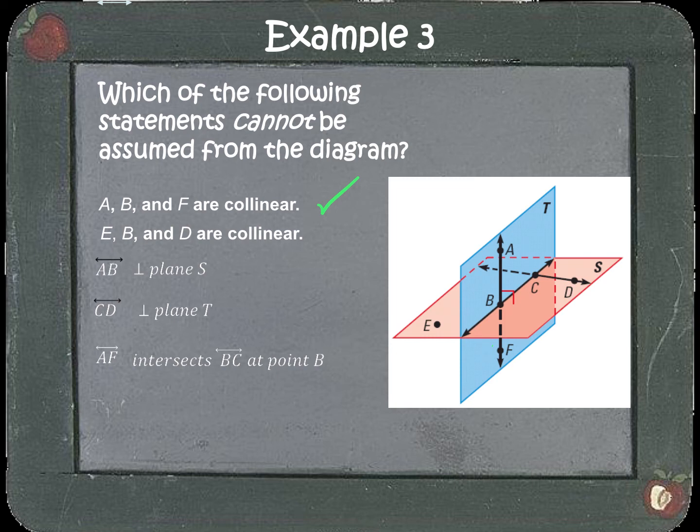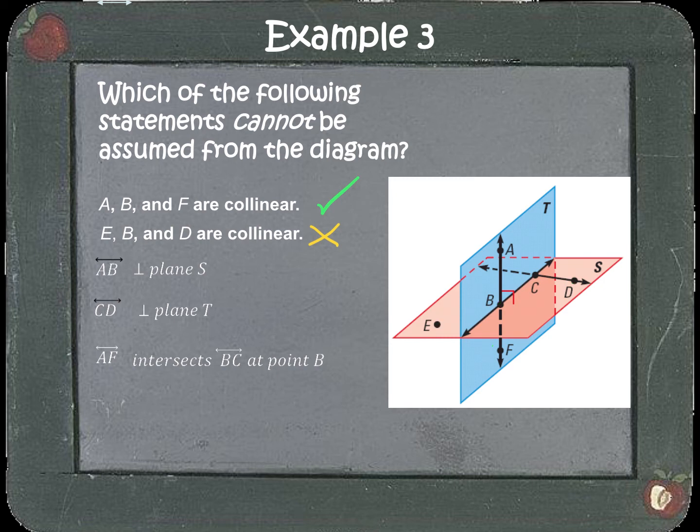However, notice E, B, and D, they're right here. They sure look like they're on a straight line. They look like they're collinear, but there's nothing connecting them. So we cannot assume that E, B, and D are collinear. There's no connection between them.